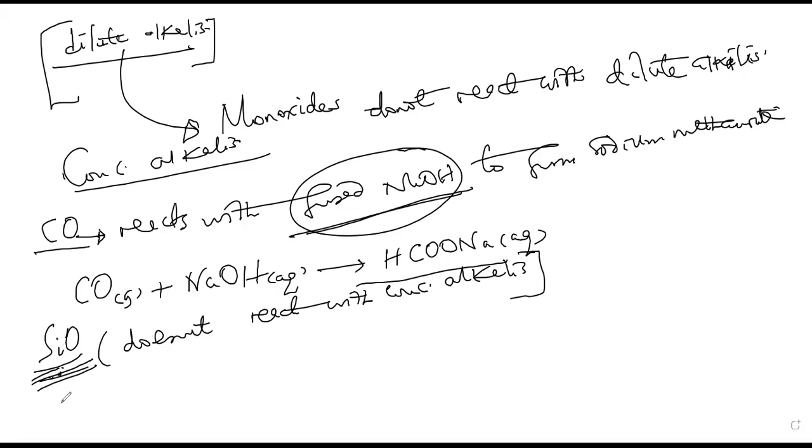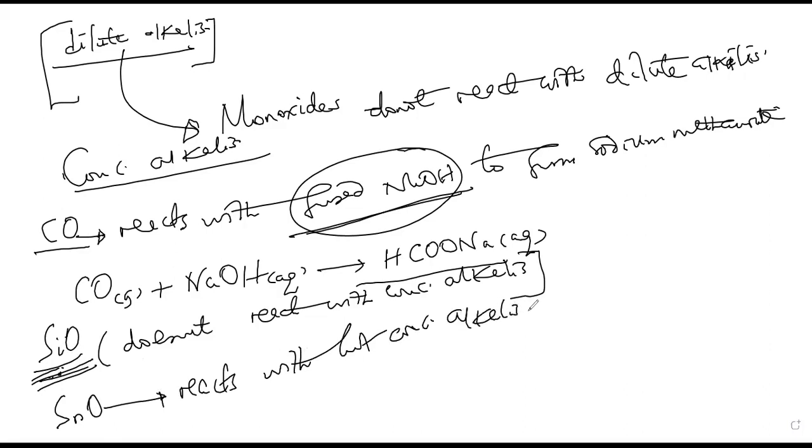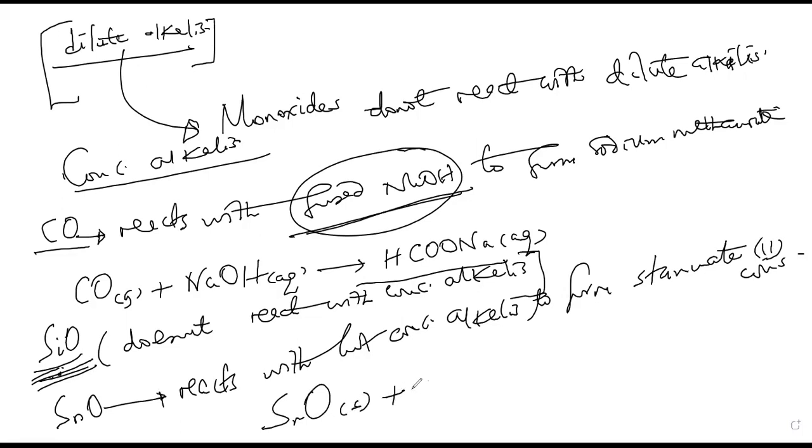For the case of tin, tin(II) oxide reacts with the hot concentrated alkali to form stannate(II) ions. How does it do? You have tin(II) oxide plus an alkali. We form stannate(II) ions, which are written like this, and then water liquid.